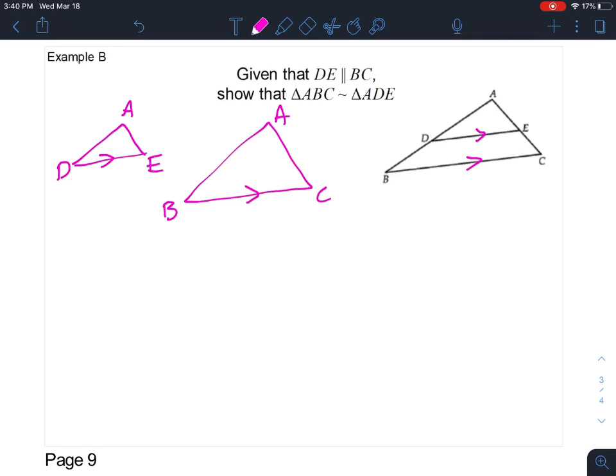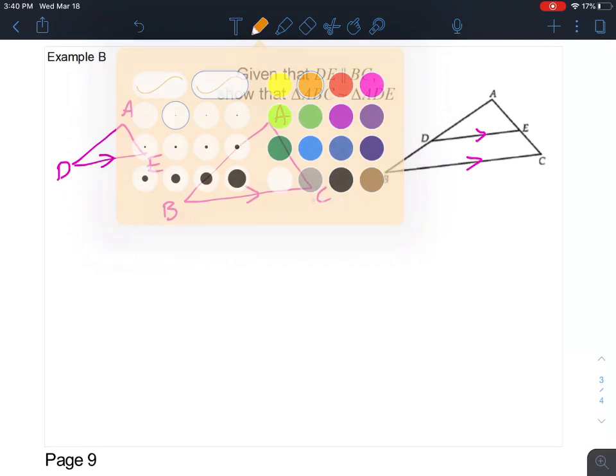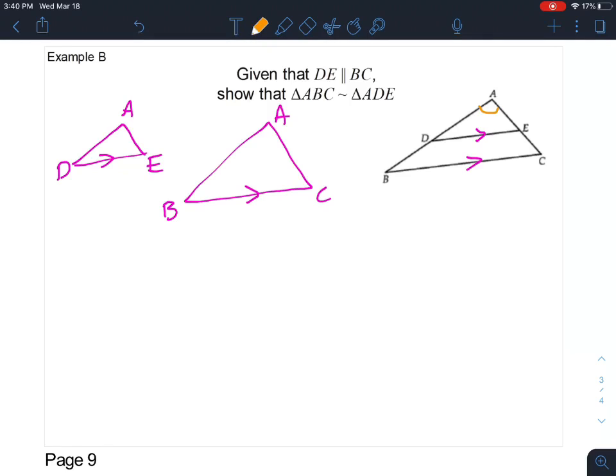The reason I'm separating this is because I notice that both of these triangles share the same angle. Both of them have angle A up at the top. So we know that angle A in both triangles has to be congruent to itself. This is the first time now that we have used this for angles. It's still the reflexive property.